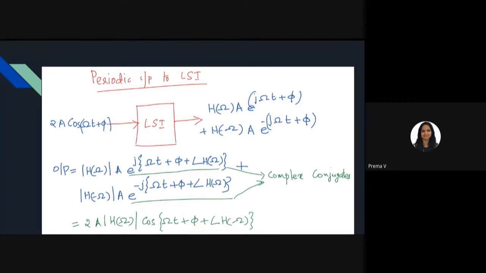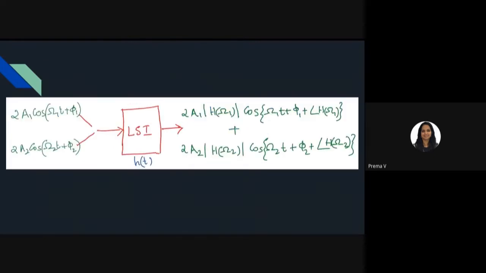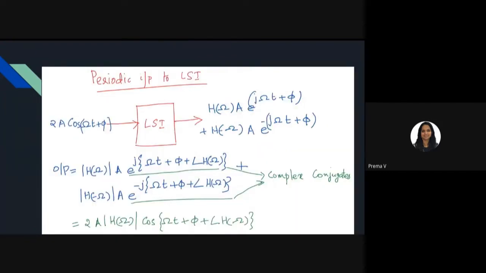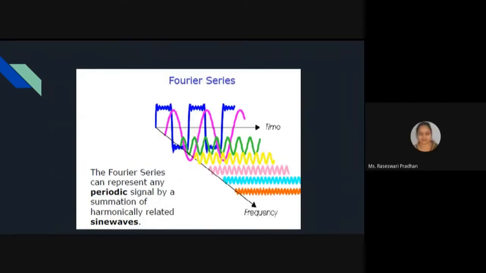What we finally get is a signal with 2 times the amplitude multiplied by the magnitude of H omega, cosine of omega t plus phi plus the phase change. It is very important to know that if you pass two phasors of the same frequency rotating in opposite directions, the output we get is the same two phasors with a different magnitude and phase.